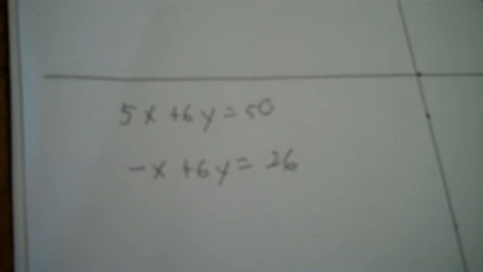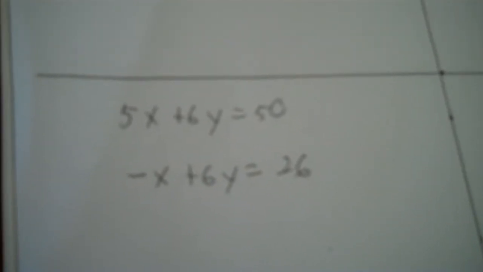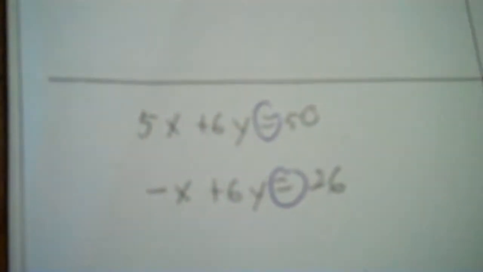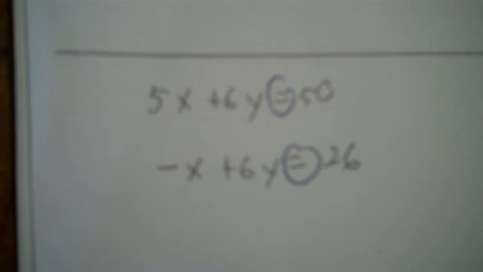Okay, my next problem, we have 5x plus 6y equals 50. Then we have negative x plus 6y equals 26. Circle. Can you find a letter by itself? You can't, so you're not going to use the same method. You're going to use the elimination method. Elimination is when you line up your x's and y's into columns.